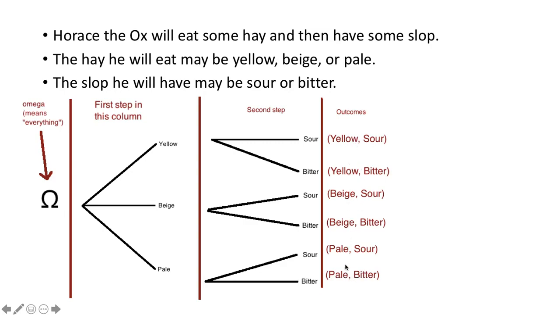So I see here I end up having 6 outcomes at the end, which, based on the math you've previously been doing about the basic counting principle, total number of outcomes, is 3 times 2, right? There were 3 possibilities here, yellow, beige, or pale. 2 possibilities here, sour or bitter. 3 times 2 gives me 6. That's why I end up with 6 listed here as the outcomes.